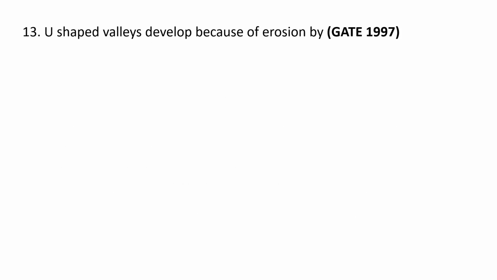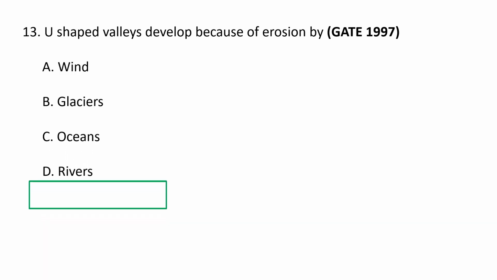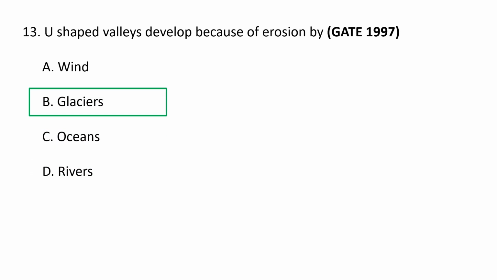Next question. U-shaped valleys develop because of erosion by: A. Wind, B. Glaciers, C. Oceans, D. Rivers. U-shaped valleys develop because of erosion by glaciers. As glaciers flow through these valleys, they concentrate the erosive action over the entire valley, widening its floor and over-steepening its walls. After the glacier retreats, it leaves behind a flat-bottomed, steep-walled U-shaped valley. U-shaped valleys develop because of erosion by glaciers.